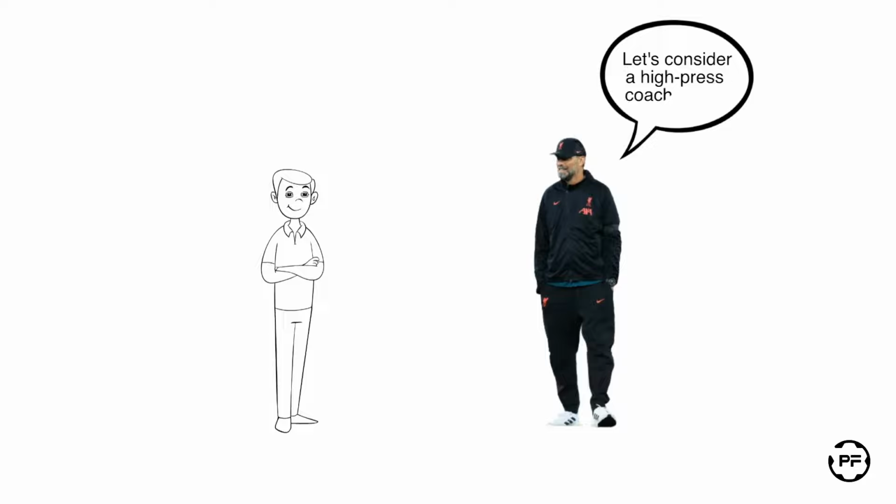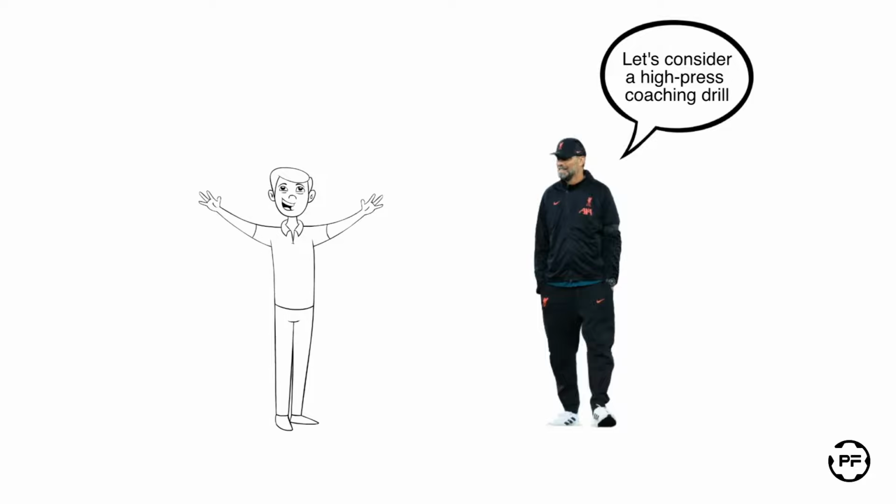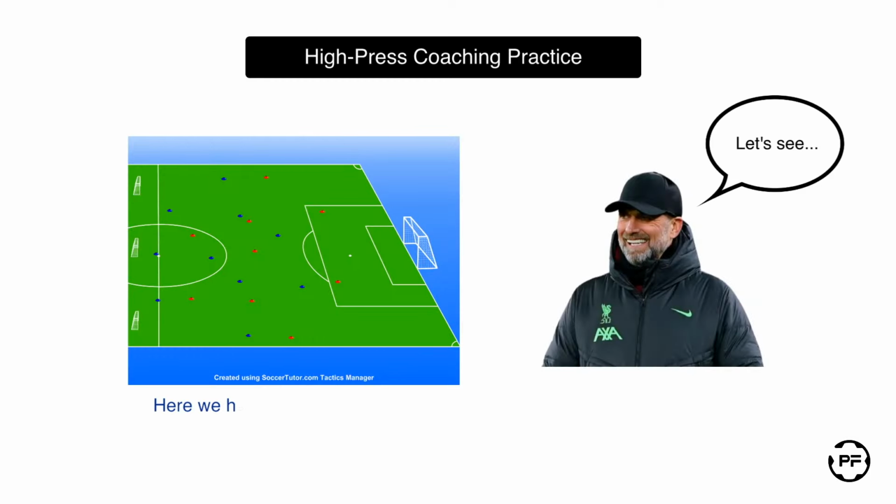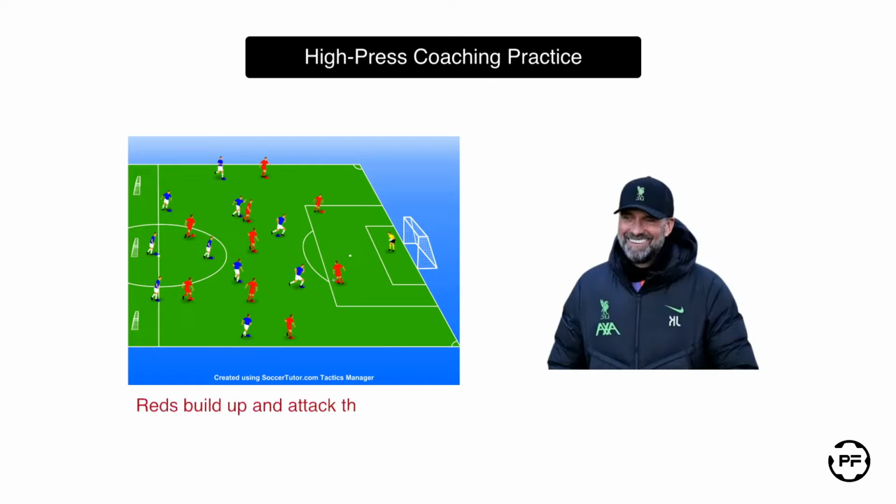Okay, let's now take a look at the high press coaching drill and how we can coach it to our players. Here we have the following setup as shown in the figure. The blue team in a 3-5-2 formation plays against the red team, which is in a 4-3-2 formation plus a goalkeeper. The Reds try to build up and score on one of the three mini-goals, while the blue team aims to press and score on the large goal.